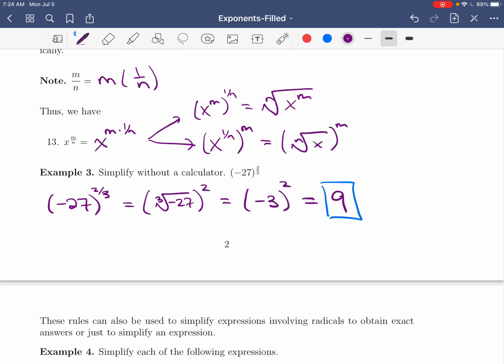Now you could do it the other way, where you square it first and then take the cube root. But then your numbers are going to be bigger because you have to square negative 27. So if I can, I usually do the roots first so that the numbers remain smaller.